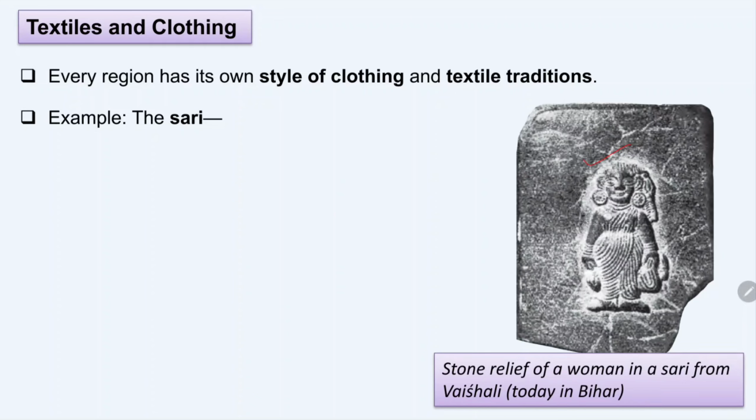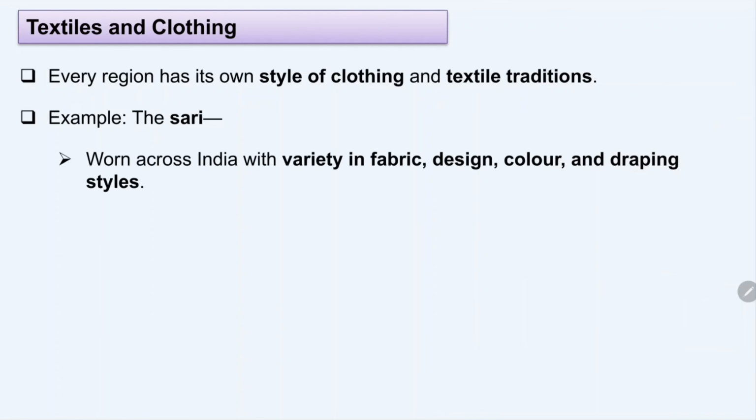Here also you can see a stone relief in which a woman is shown wearing a sari, and this is a very old one, dated to BC, which was in Vaishali, today in Bihar. So it is worn across India with variety in fabric, design, colors and draping style. You will have different draping styles.